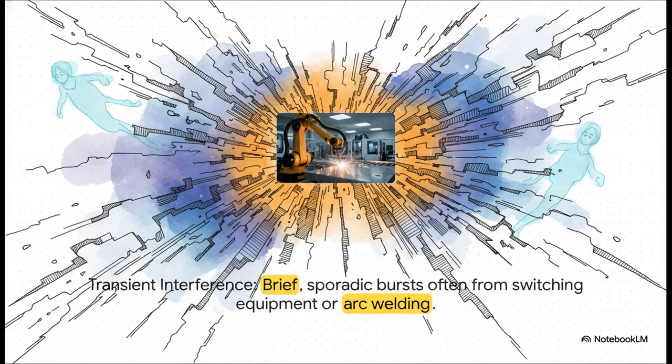Then you have the ghosts in the machine, transient interference. You know, that quick pop from an arc welder or the zap from a big motor kicking on. These are those really short, unpredictable bursts that can drive you crazy trying to find. That's why having the right tools to capture those split-second events is so absolutely vital.